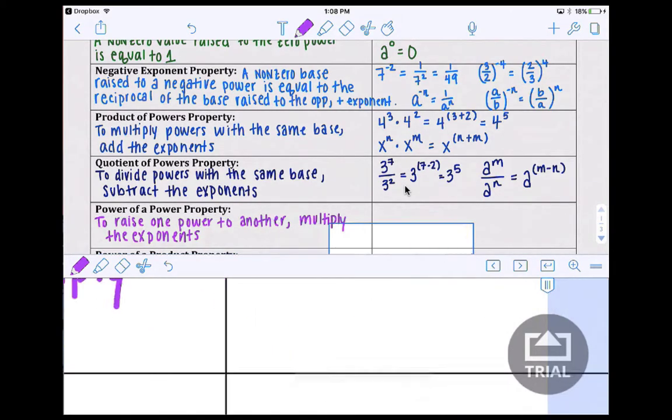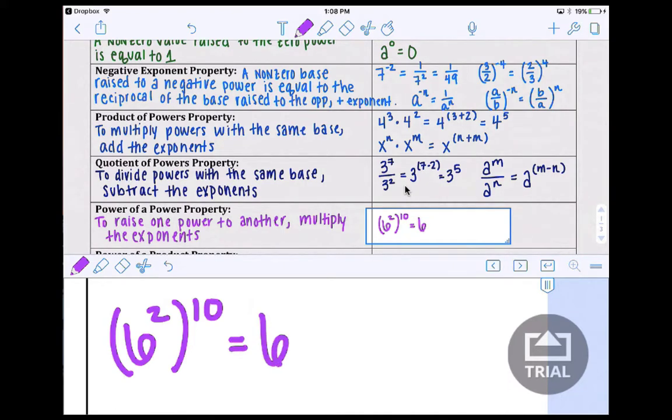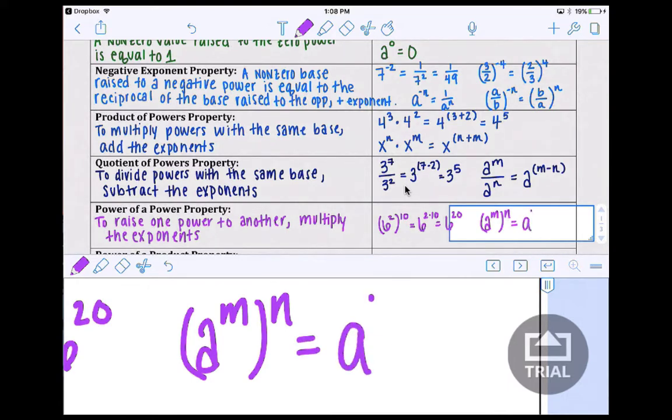So what that looks like is if I have 6 squared to the 10th power, you're actually going to multiply the 2 and the 10 because it's a power to another power, to get 6 to the 2 times 10, or 6 to the 20th power. Now that's a huge number, so I'm not really going to deal with it. If we were to write that in variables, a to the m power to the n power is the same as saying a to the m times n.